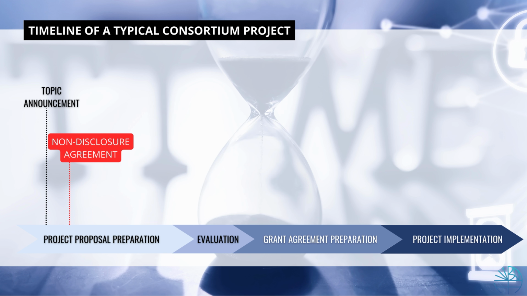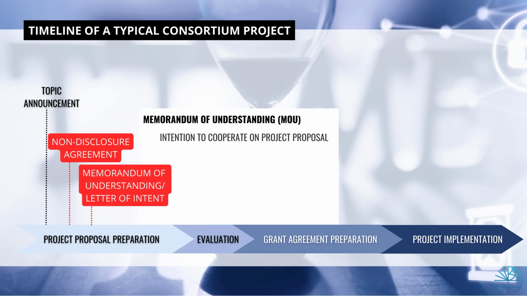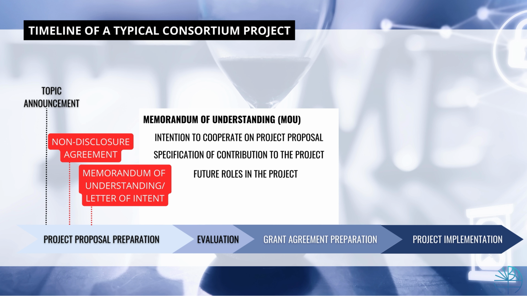Around this time, partners may also sign a memorandum of understanding or a letter of intent. This document formally outlines the preliminary terms that the parties have agreed upon, including their intent to prepare a project proposal together, each partner's contribution, consortium roles, and other foundational details. It may also highlight any terms still under discussion and include confidentiality provisions, similar to those in an NDA.